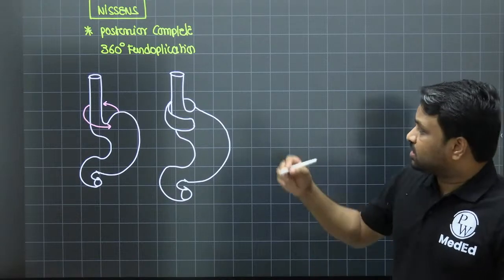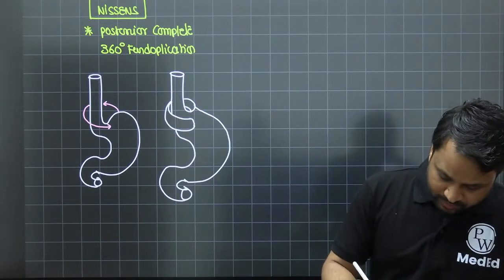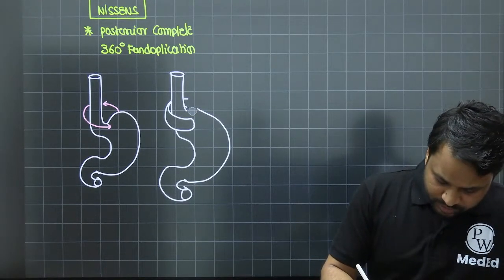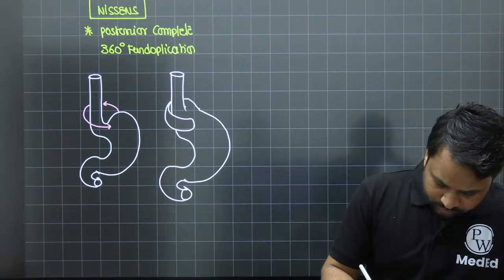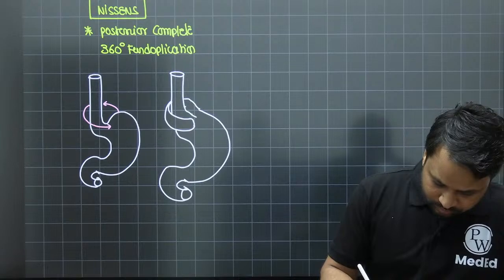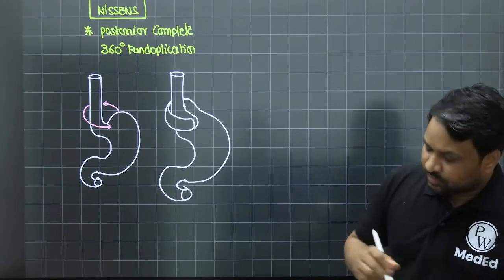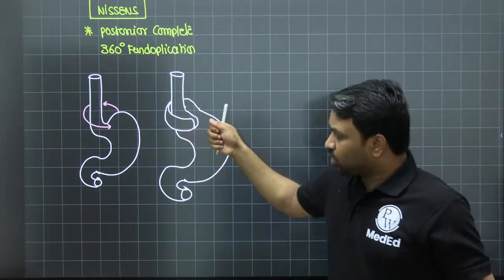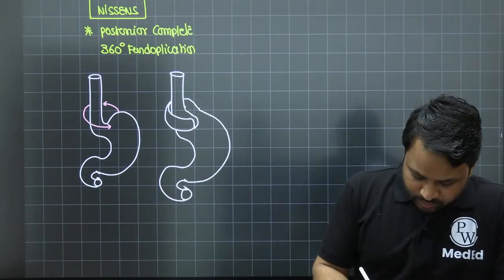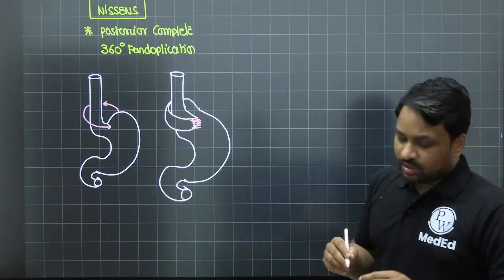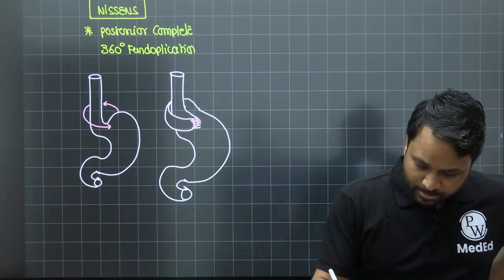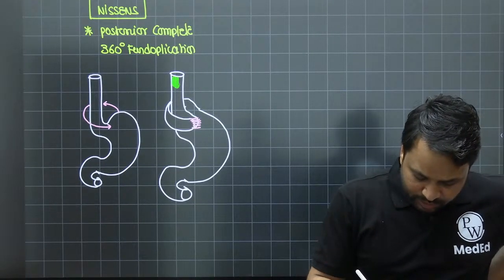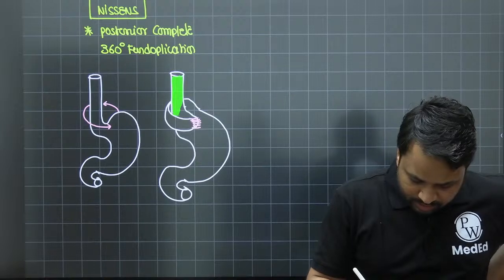So what I did is I took this entire fundus behind. I just reconstructed this area. We wrapped the entire fundus, we brought it here, and once we brought it here, we are going to now suture. Now what you have done is, this is the esophagus. If you look at the lumen of the esophagus, this is the esophageal lumen that you have, right? So this esophageal lumen had to be anchored, right?